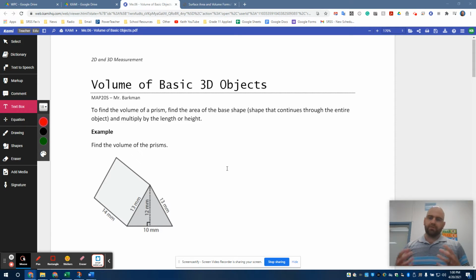Now, we're going to be looking at finding the volume of a prism. That's what we're going to look at first, and then we're going to look at some other shapes later on. But we need to understand that volume is all about what we can hold. It's that inside stuff.